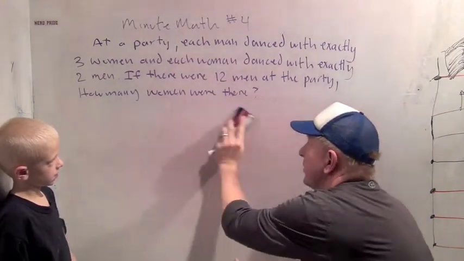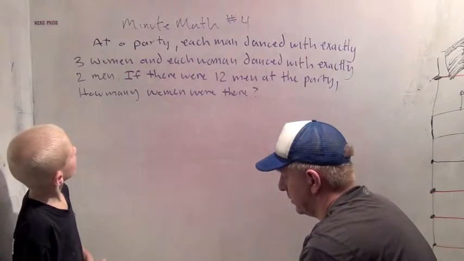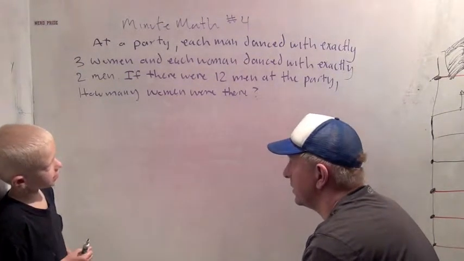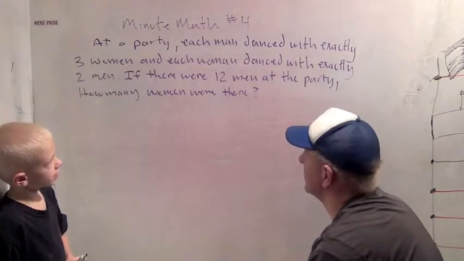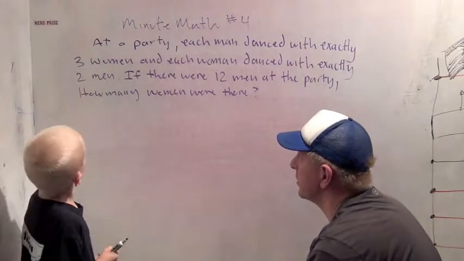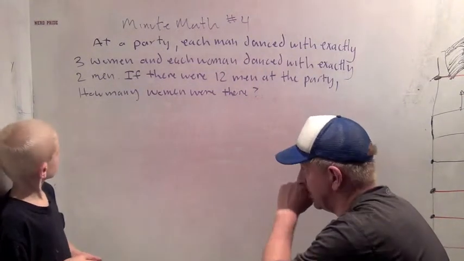So that's pretty neat. So what do we know from reading the problem? We know that at a party, each man danced with exactly 12 women. No, each man danced with exactly how many women? 3 women. 3 women, yeah. And each woman danced with exactly 2 men.